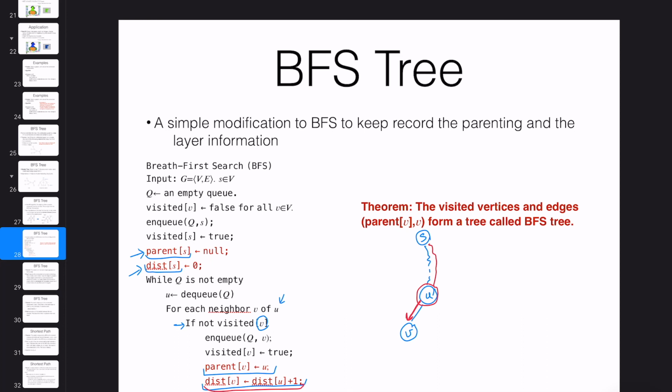And you would never update this again, because you cannot visit the node v again. This is the first time that you are visiting the node v, and this is going to be the shortest distance from the node S.